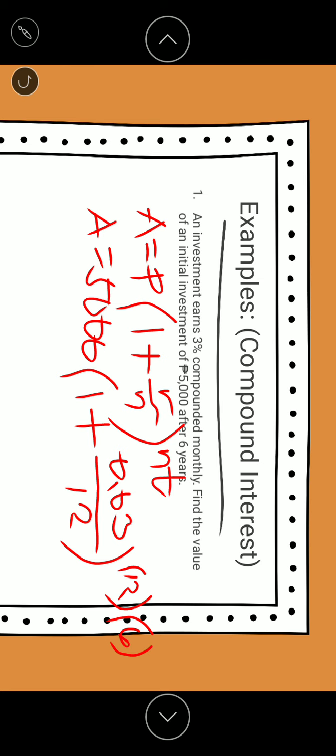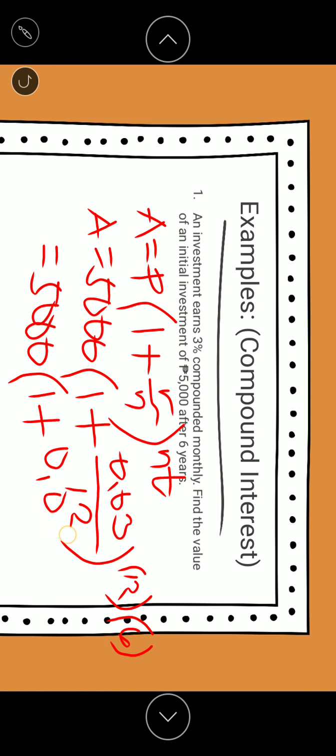Third, multiply the exponents, which are the 12 and 6. So 12 times 6 is 72. So we copy the rest, equals 5,000, open parenthesis 1 plus 0.03 over 12, and 12 times 6 is 72, so we put 72 here.